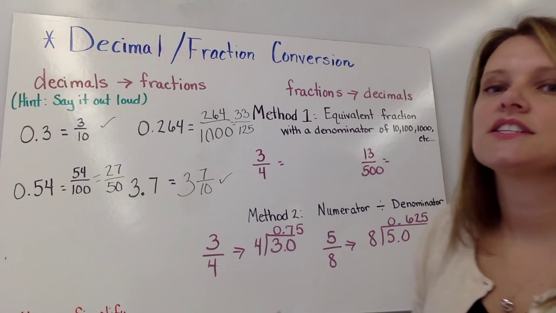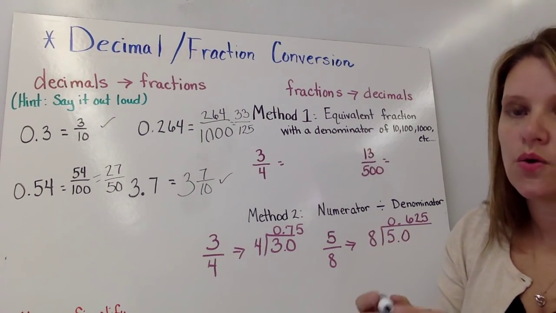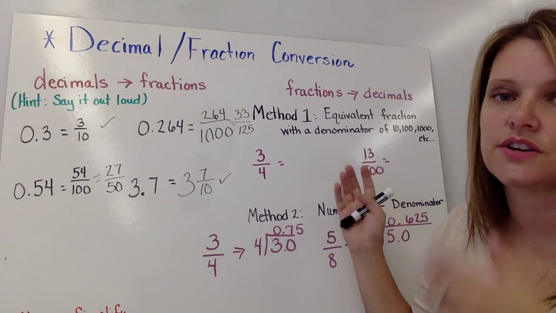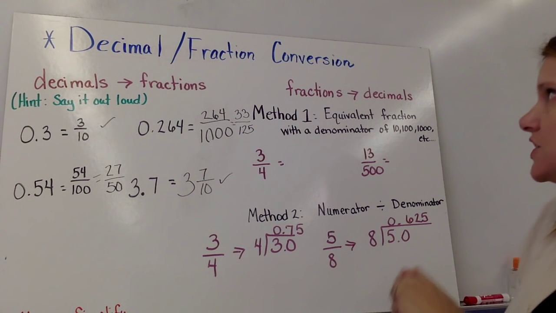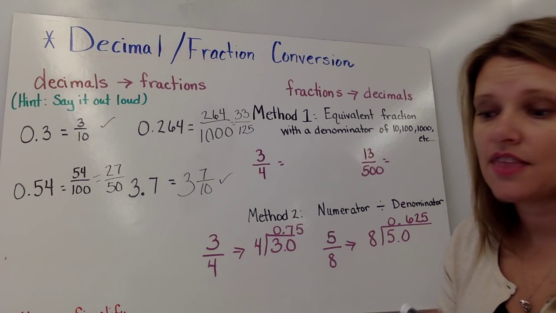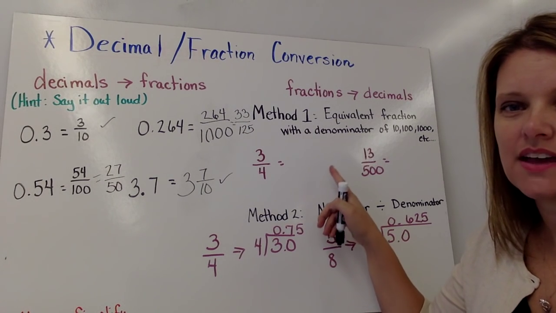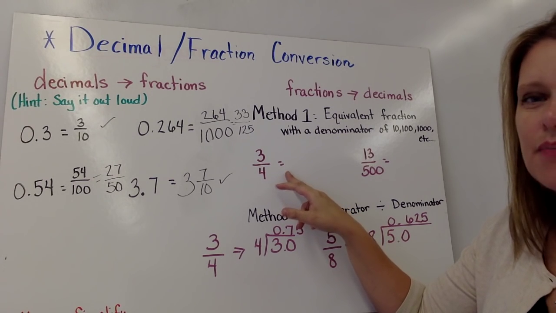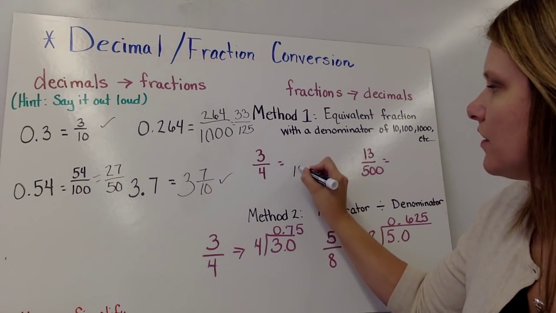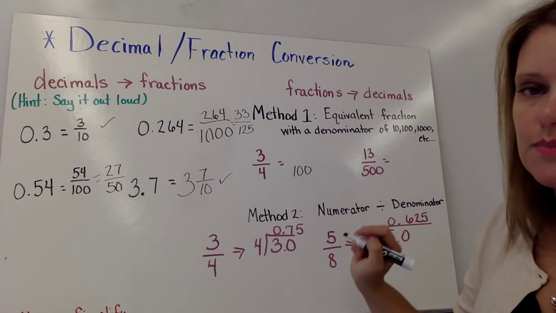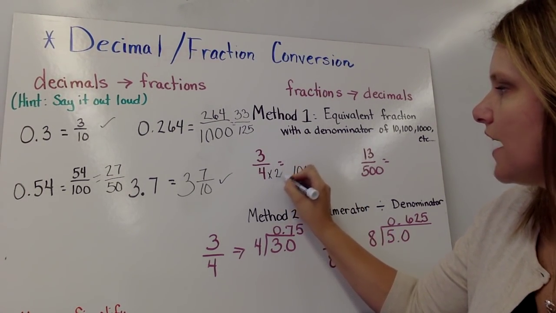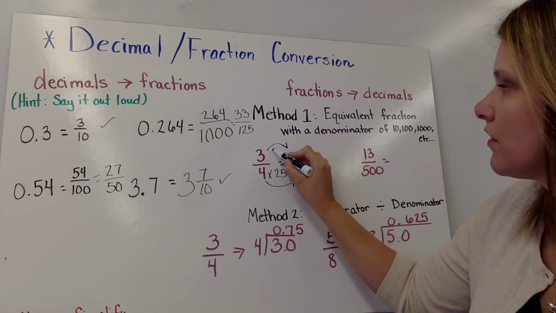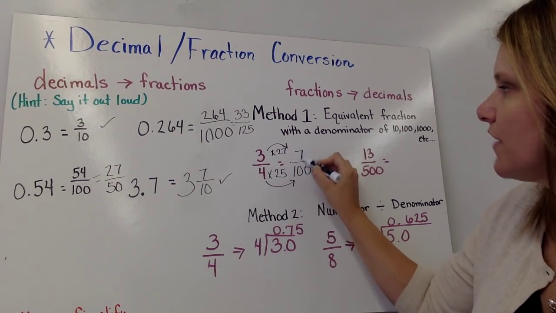Okay, so now let's look at changing fractions to decimals. Now, the first method I'm going to show you is equivalent fractions with a denominator of 10, 100, or 1,000, etc. All right, so we have here 3/4, and we're going to change it to a decimal. So first of all, we're going to think about how can we change that to be a 10 or 100 or something on the bottom. Well, we can't easily go to 10, okay, but we can go to 100. So think about 4 times what gets me 100? Well, 4 times 25 gets me to 100. 3 times 25 will get me to 75.